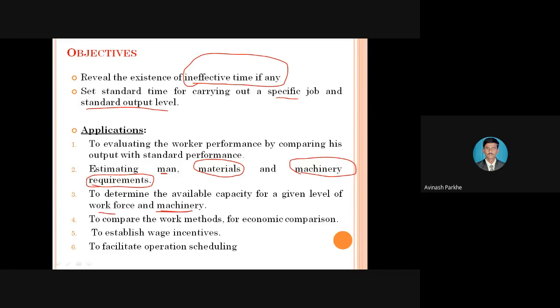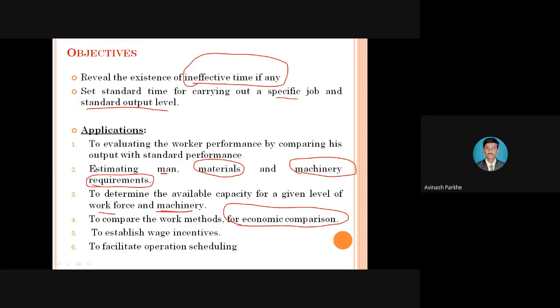Therefore, for measuring the workforce or the number of machines, work measurement plays a very important role. Then, to compare work methods for economic comparison. Economic means we have to check the overall efficiency or overall performance, because at the end we have to go for the economic comparison of whatever number of tasks we are performing. If your manufacturing cost increases, automatically your manufacturing time also increases. Therefore, for the economic comparison also, work measurement plays a very important role.